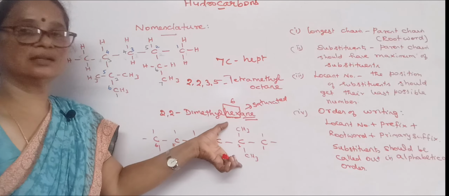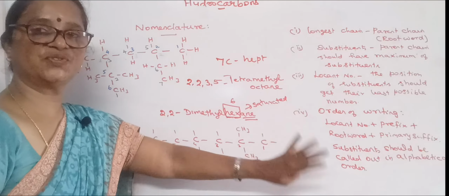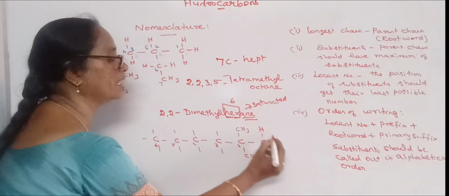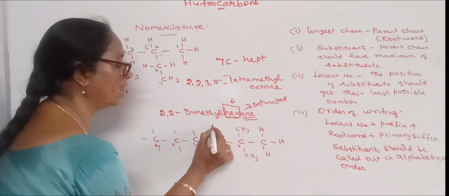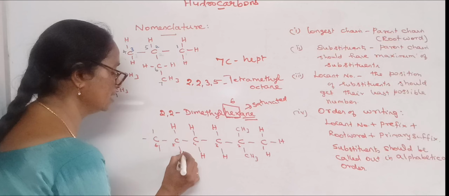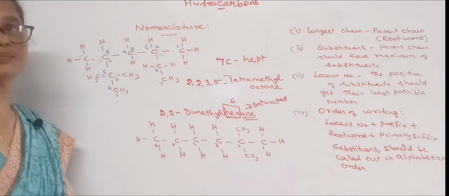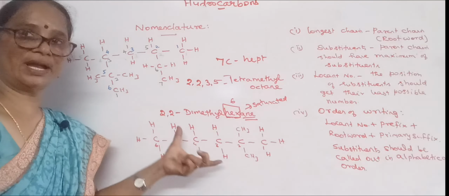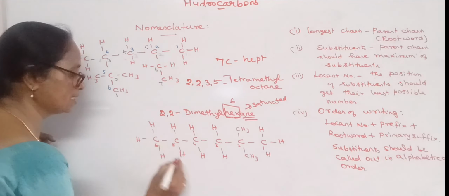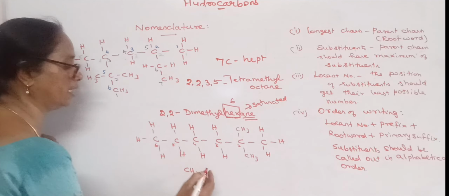After filling the substituent, the rest of the valency of carbon is filled with hydrogen. So let us write hydrogen, hydrogen, hydrogen, hydrogen, hydrogen, hydrogen, hydrogen, hydrogen. And here we have 3 more hydrogen. This is the structural formula. You can write it in a condensed form. This is the CH3 group, the terminal one, CH3.